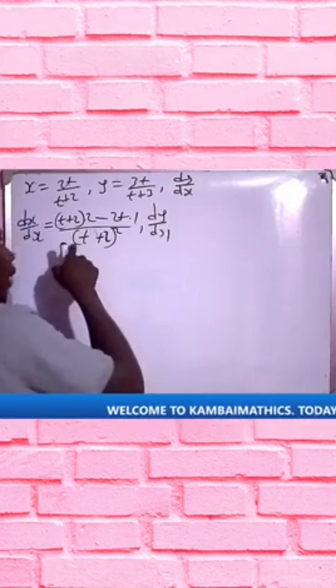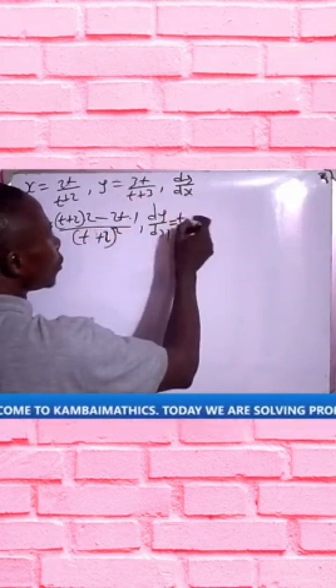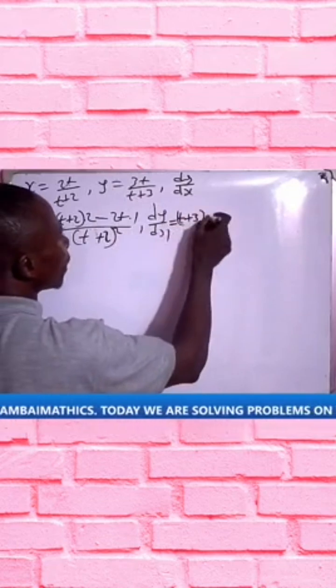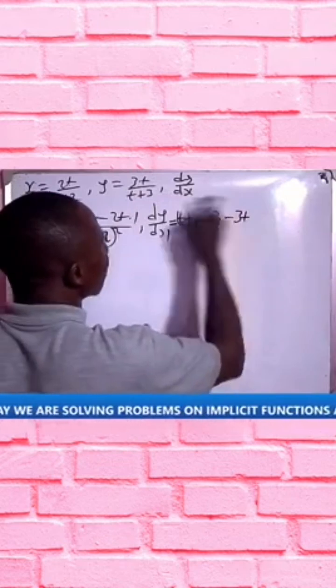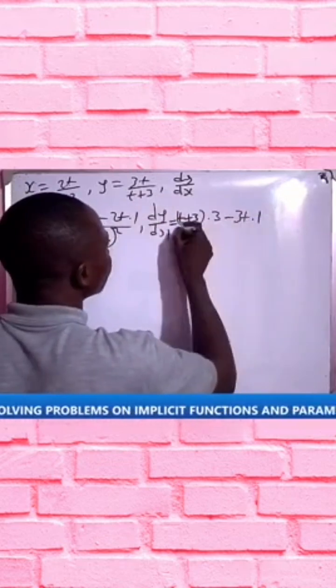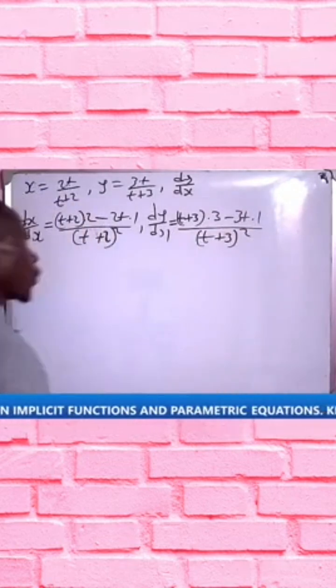We apply the same thing here. We differentiate up, we leave down t plus 3 all in bracket, times differentiating this one is 3, minus, we are now leaving 3t and differentiating this one, times the answer will be 1. So this will give us t plus 3 all in bracket squared.